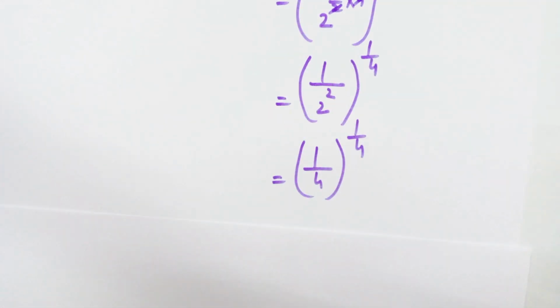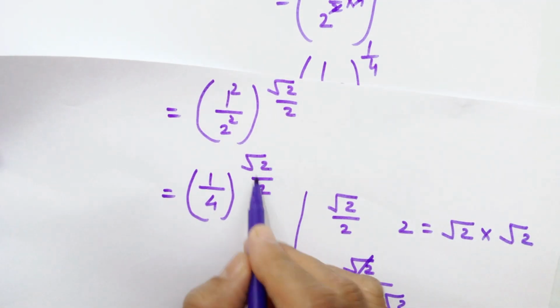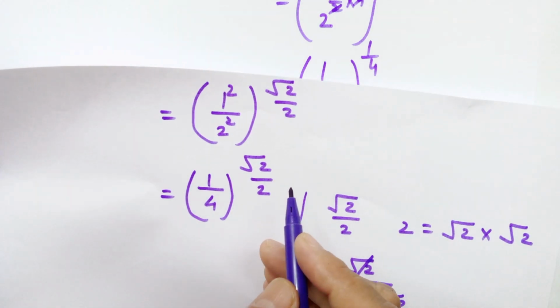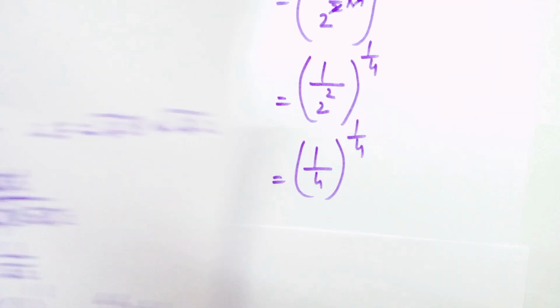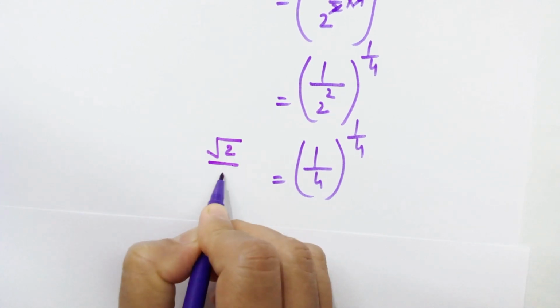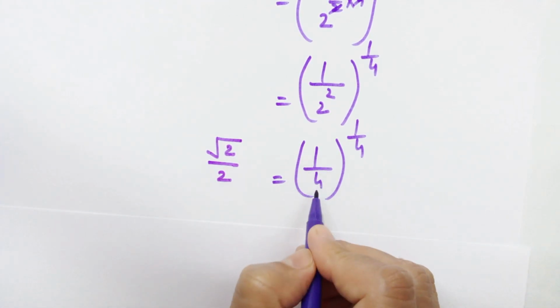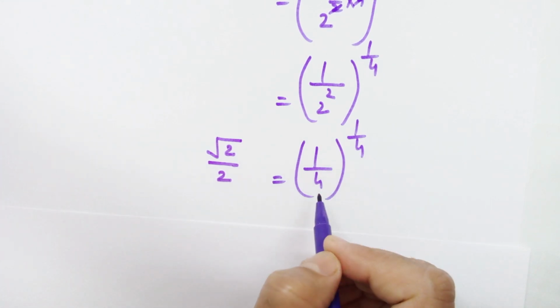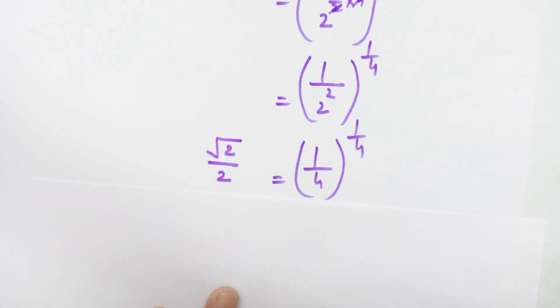Now remember that we have focused only on the under root 2 upon 2. So we have got under root 2 upon 2 is equal to this value. So let's put this value back in the equation like this.